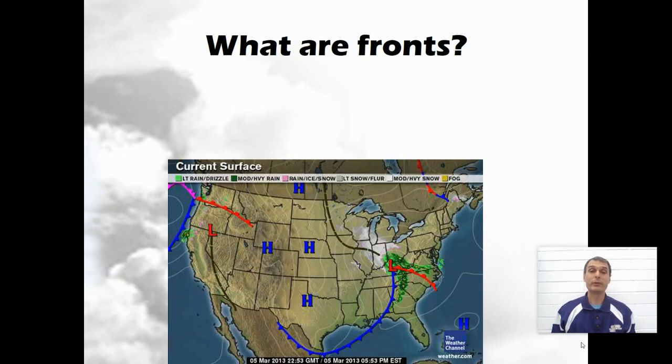Today, our weather component we're going to discuss is weather fronts. There are multiple kinds of weather fronts, and you're going to be taking your notes on these pages on weather fronts. You actually have two full pages on weather fronts that we're going to get some information about.